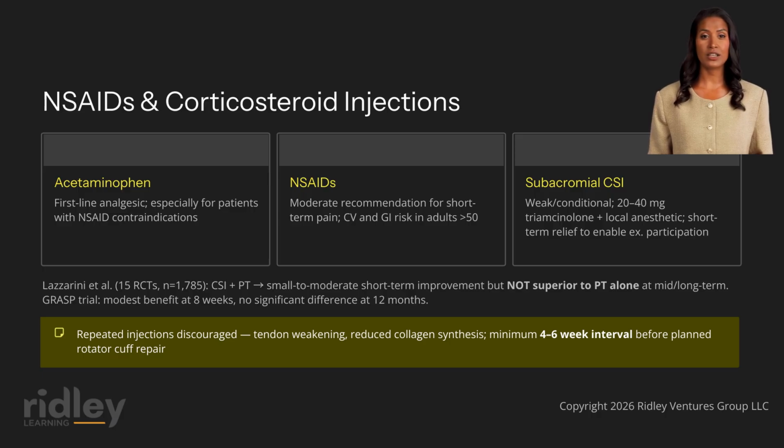The Dutch Orthopedic Association recommends considering a subacromial corticosteroid injection with local anesthetic to enable exercise therapy in patients with severe complaints that impair their ability to participate in rehabilitation. Standard dosing is 20 to 40 milligrams of triamcinolone acetonide or equivalent combined with local anesthetic, administered into the subacromial space. Repeated injections are discouraged due to the risk of tendon weakening, reduced collagen synthesis, and impaired healing potential.